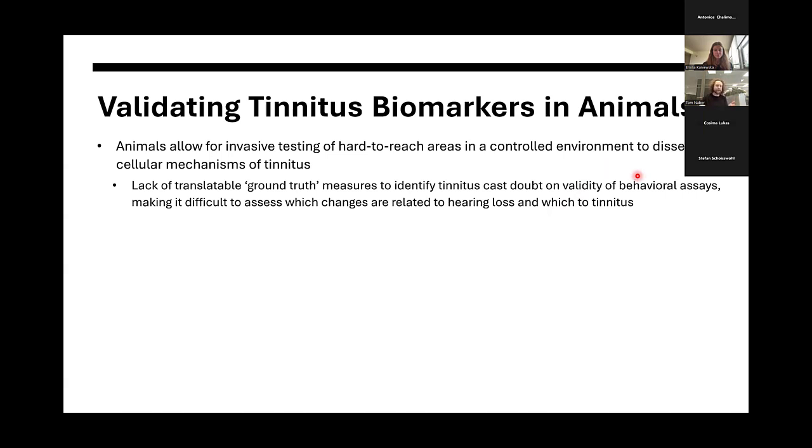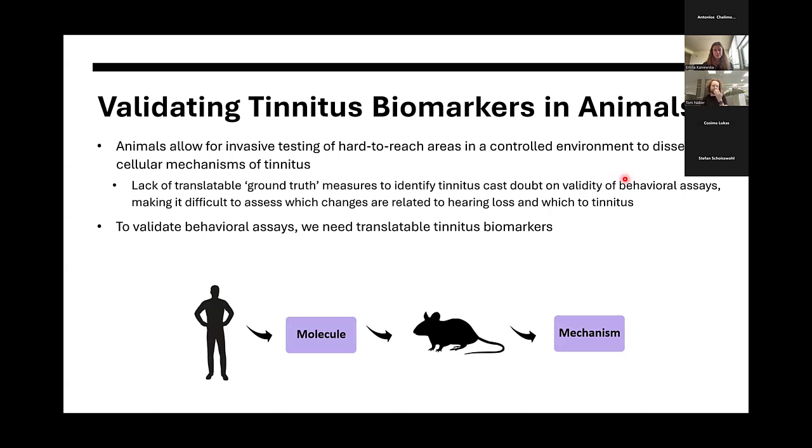So I think if we want to better disentangle the pathophysiology of hearing loss and tinnitus, we need to have translatable tinnitus biomarkers that we can apply both in humans as well as in animals. And in this study, we're trying to take a step towards that.